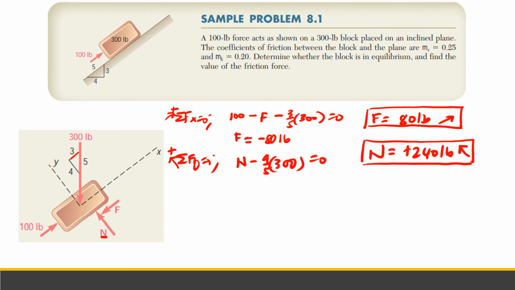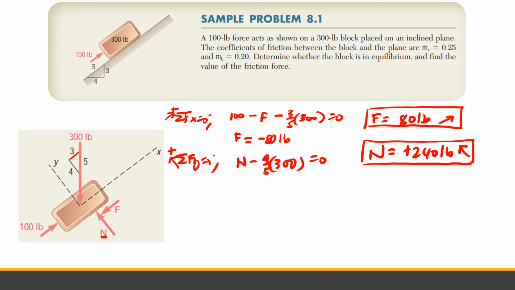Now, the force required to maintain equilibrium is 80 pound force directed up to the right. So the tendency of the block is to move down the plane. Meaning our friction is to the right, upward, and the block will slide downward, since friction force is always against the sense of motion of the body.